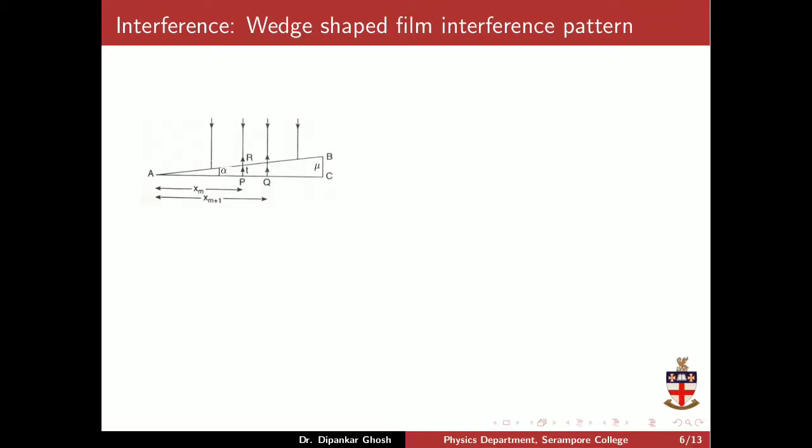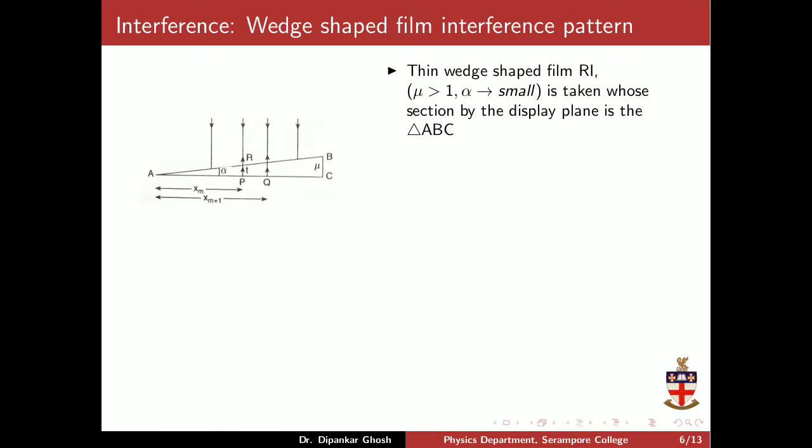In case of wedge-shaped film, we are using an extended source. That's why, see, on the surface AB, we are having lot of rays coming down, 4 rays here. Okay, so what is a wedge-shaped film? We have just shown a wedge-shaped film of refractive index mu greater than 1, and the angle alpha is also taken as small, and the section of the wedge-shaped film by this display plane, that is the plane on which you are seeing this lecture, is therefore a triangle. The triangle is A, B, C.